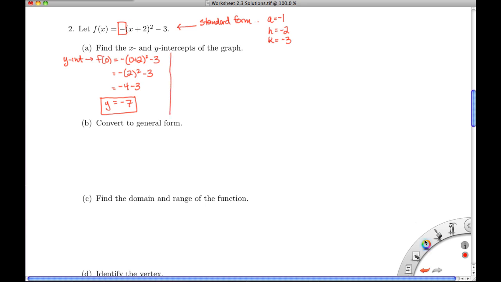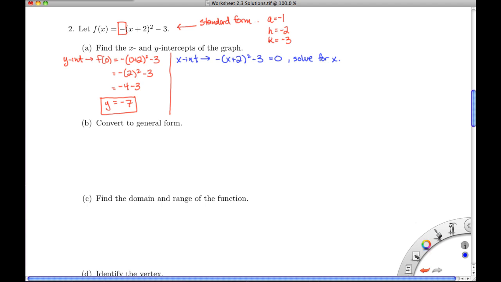Let's go ahead now and do the x-intercept. So we know to find the x-intercepts, if they exist, we take our function, negative x plus 2 squared minus 3, and set it equal to 0, and then solve for x. Because the real solutions to this equation represent our x-intercepts. Now you could do this a couple different ways. You could multiply it out, use the quadratic formula, or we could leave it in this form and utilize the square root property to help us solve this.